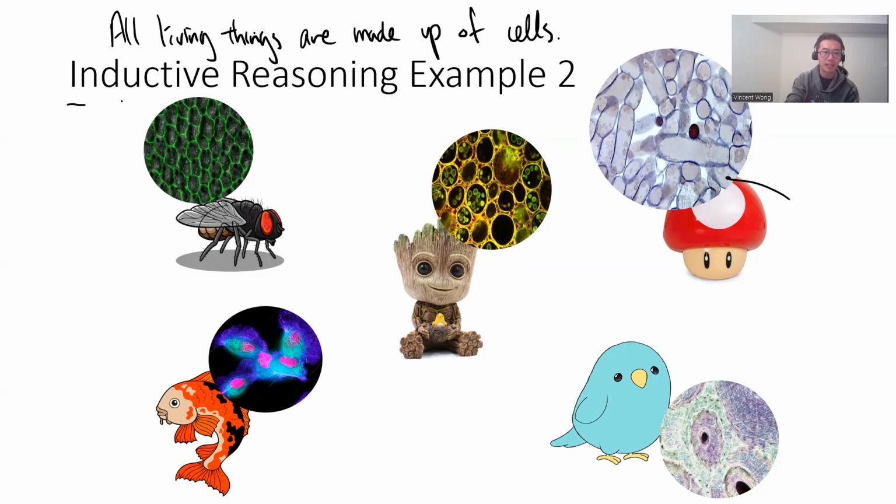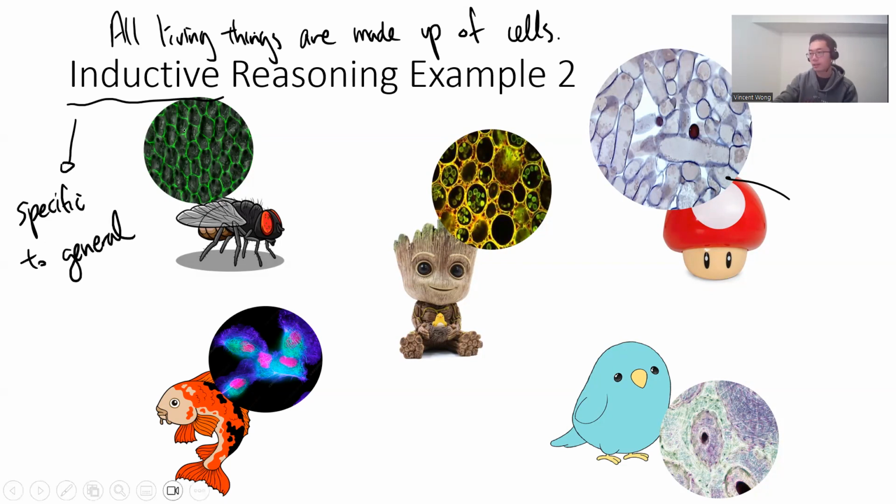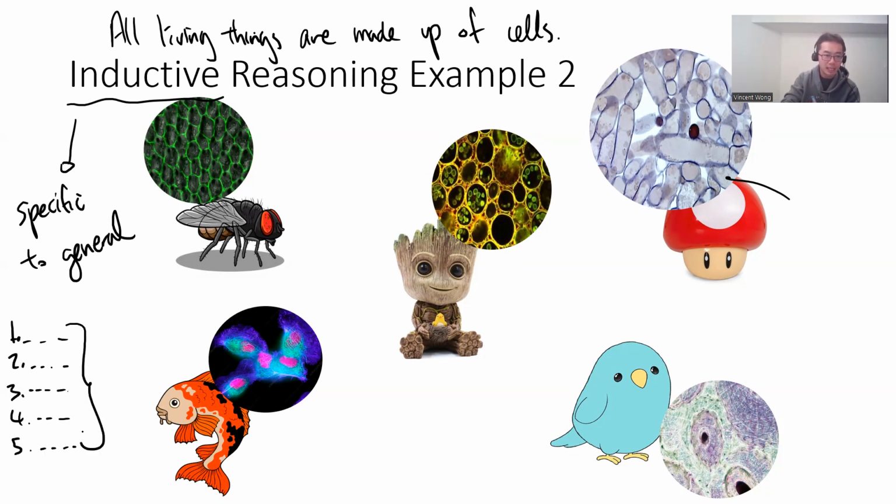Okay, so I'm going to write this down for you. This is specific to general. You're taking a bunch of observations, observation number 1, observation number 2, 3, 4, 5, making a bunch of observations, and then you're making a statement.